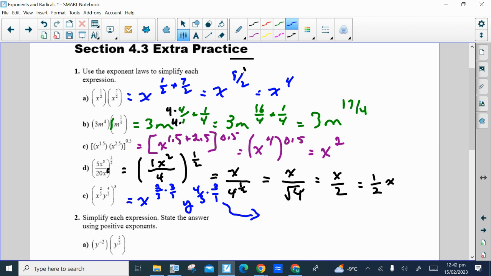So 2/3 times 3 over 1 would be 2 times 3, which is 6 over 3. On the bottom, 3 times 1 is 3. So you'll have 6 divided by 3, which is just 2. But you see, you could get that by canceling the 3's.